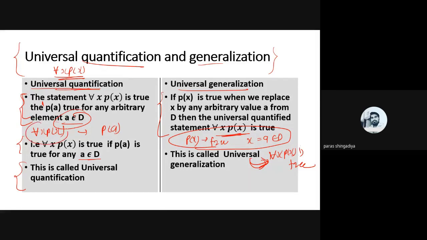Here we consider every x P(x) first as true, and based on that we can say P(A) is true for any arbitrary element A belongs to D. Clear? Here every x P(x) is true, and based on that you have to predict P(A) is also true. And here P(x) is true, and then after we replace x by any A belongs to D, we can say that the universal quantified statement every x P(x) is true. Clear? That is the definition.